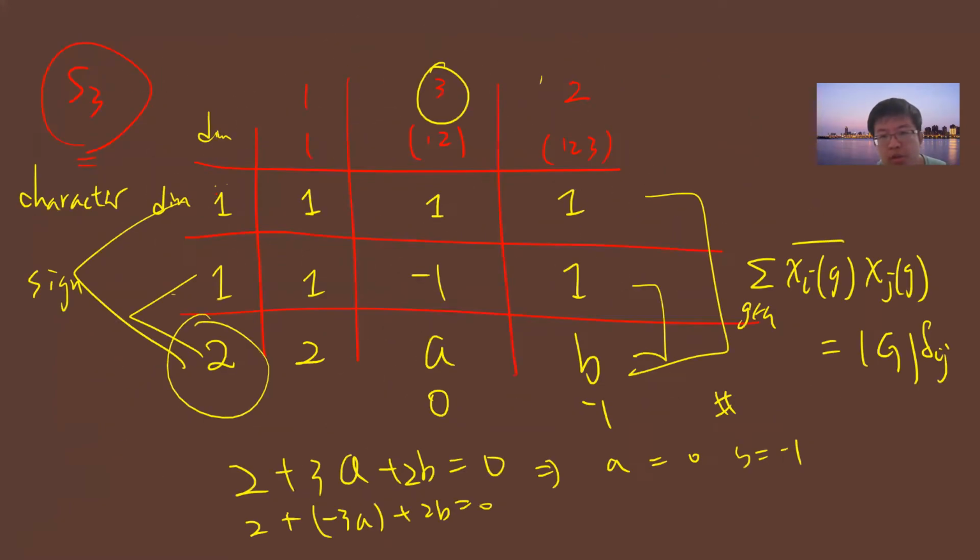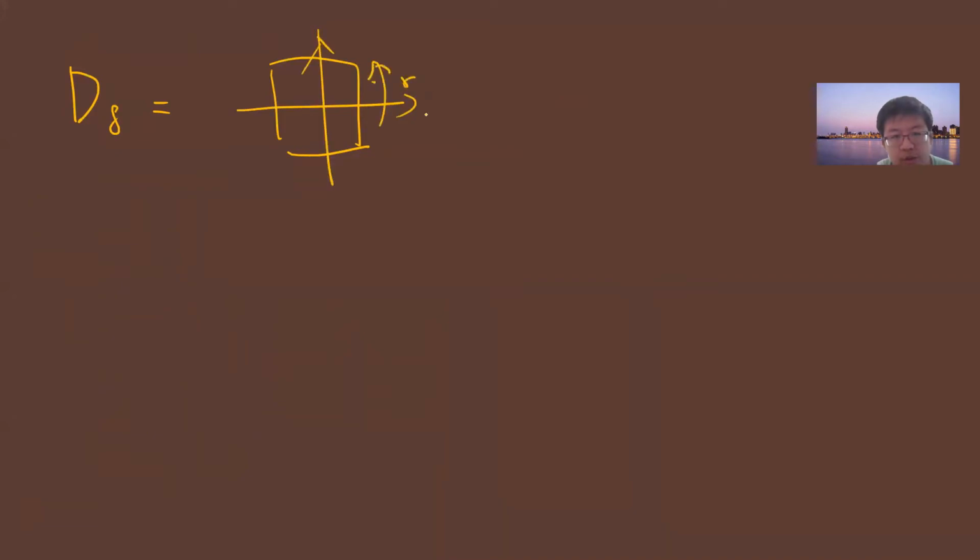Okay, let me see. Let's quickly talk about D8. Maybe I'll leave S4 for the next video. Okay, so let's work on D8. D8 is the group of symmetries of the square, right? So basically it's this, and there's a rotation called R and the reflection called S. So I think everybody knows the definition, right?